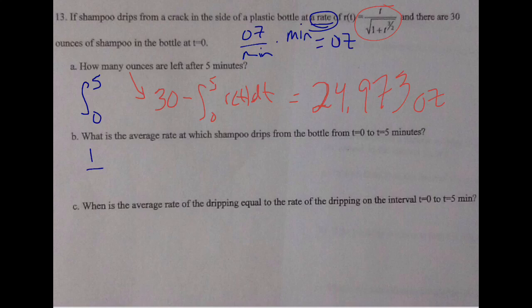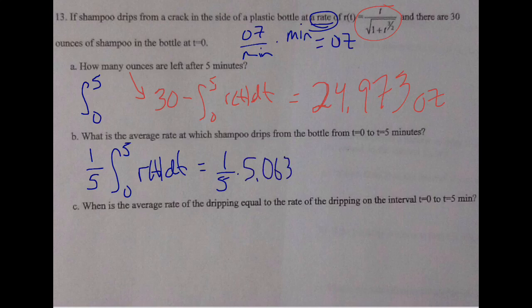So it's 1 over the interval width, which is 5, times the integral from 0 to 5 of r of t dt. It's the same integral as the previous line. So I wind up getting 1 over 5 times 5.063, which gives me 1.013. And I should include units here, so average rate would be ounces per minute. It's kind of a lot of shampoo.